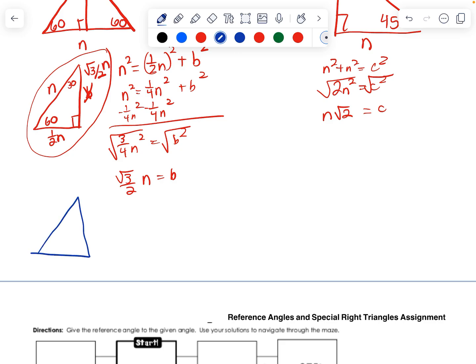Well, that's pretty easy. On a 30, 60, 90 triangle, if our hypotenuse is 1, the side opposite 30 is half times our hypotenuse, so that's just half. And the side opposite 60 is the square root of 3 over 2 times our hypotenuse of 1.